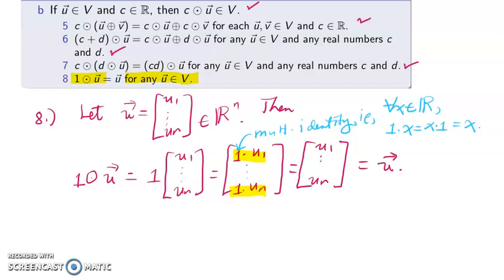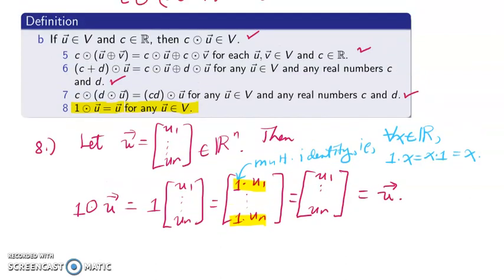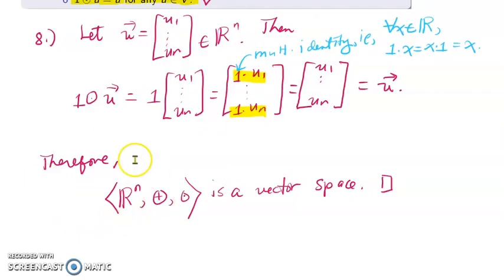Okay, so we have shown that it is equal to u. So number 8 here is already done. Okay, so we are done with number 8. Therefore, the set Rn together with this operation is a vector space.